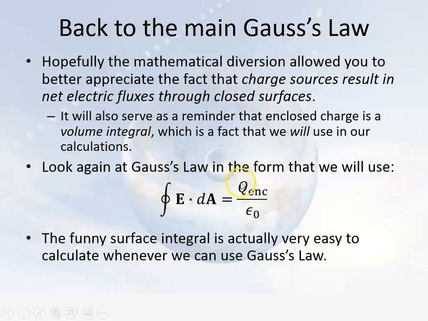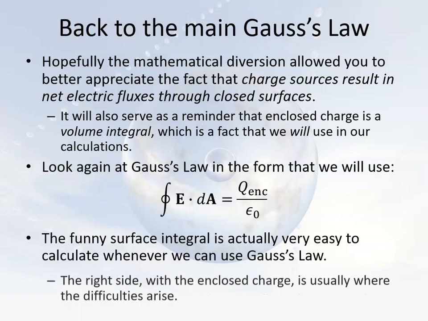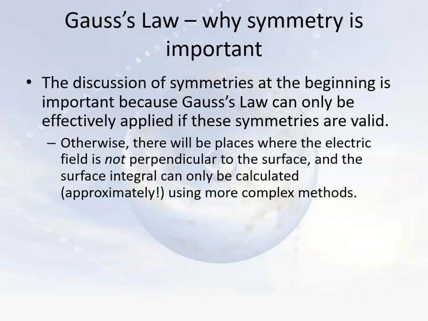It's the right side of the equation where the trouble is going to arise, as you'll see later in this video. So the surface integral itself is actually very easy. The right side is hard. So we have to use symmetries in order for Gauss's law to work.